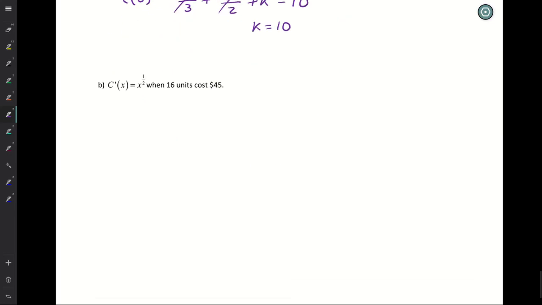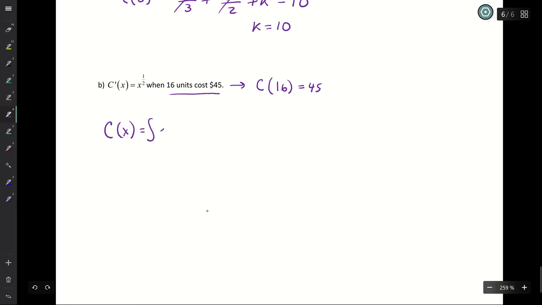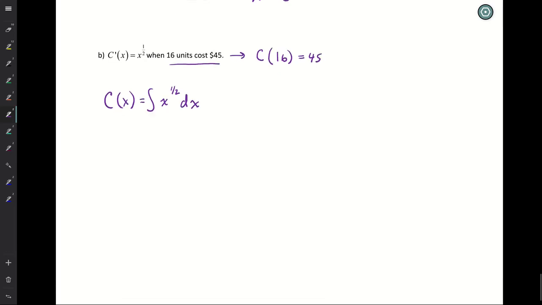All right, so for our last question, let's look at something a little more complicated. This one, they said that the marginal cost function is x to the 1/2. It says when 16 units cost $45. The 16 units costing $45 means that c at 16 is 45. All right, so to find the cost function, we're going to integrate the derivative function. Notice here we have to make sure that we put the integral symbol saying we're going to take the antiderivative or the integral. We have to put the dx notation there behind the x to the 1/2.